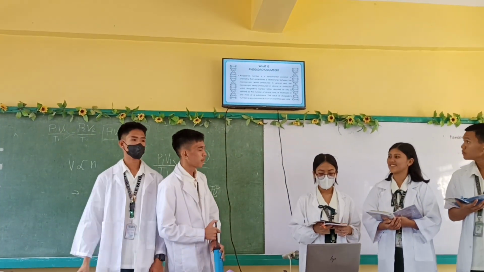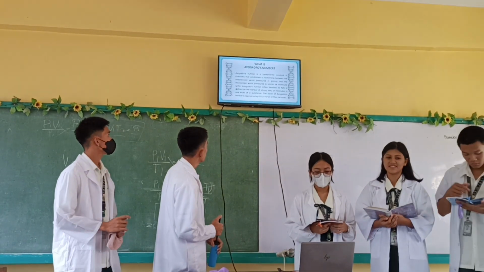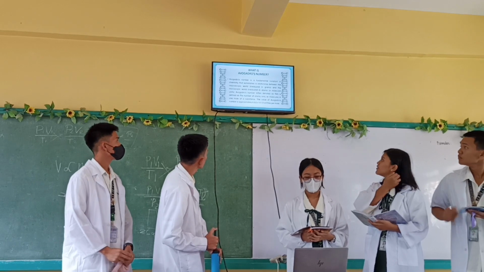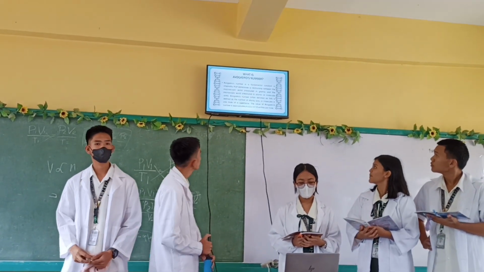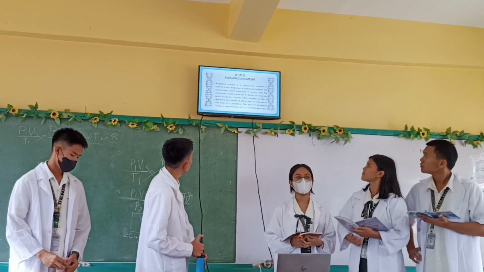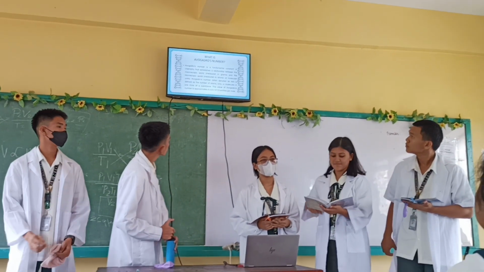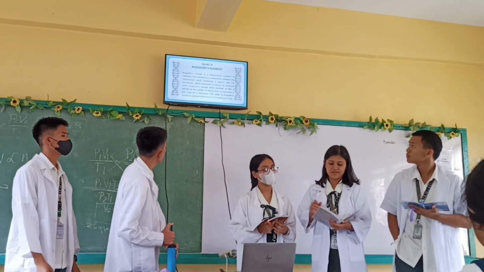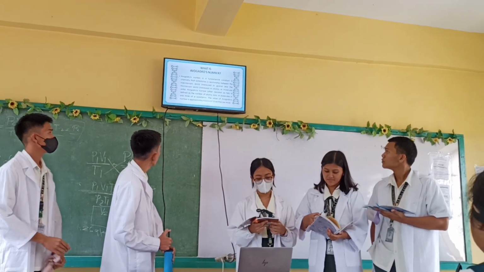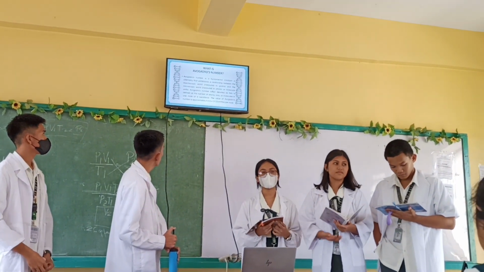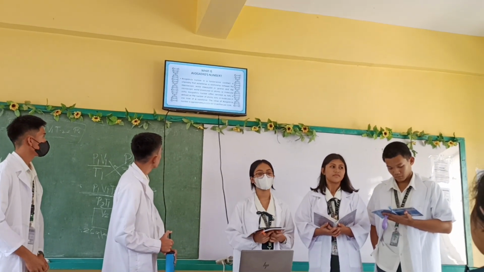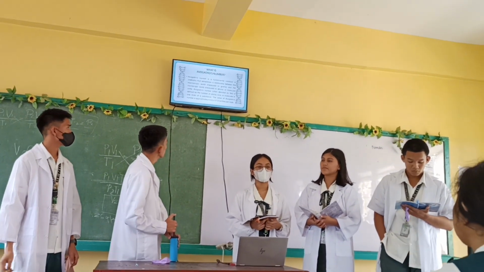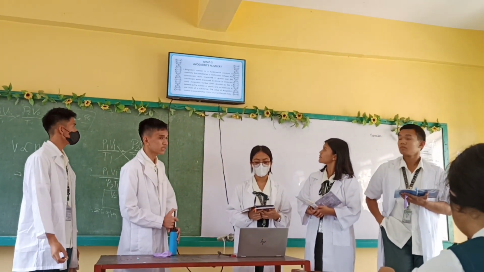What is Avogadro's number? Avogadro's number is a fundamental constant in chemistry that establishes a relationship between the macroscopic world measured in grams and the microscopic world measured in atomic or molecular units. Avogadro's number, often denoted as NA, is defined as the number of atoms, ions, or molecules in one mole of a substance. The value of Avogadro's number is approximately 6.022 times 10 to the power of 23 entities per mole.